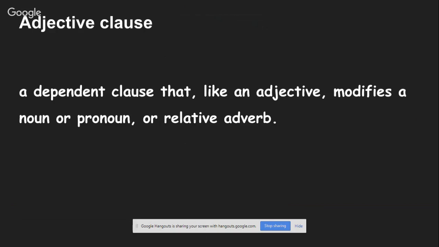So the next, we're going to talk about adjective clauses. It's a dependent clause that, like an adjective, modifies a noun or pronoun or relative adverb. It's a dependent clause that modifies a noun or pronoun or relative adverb in a sentence. Great.